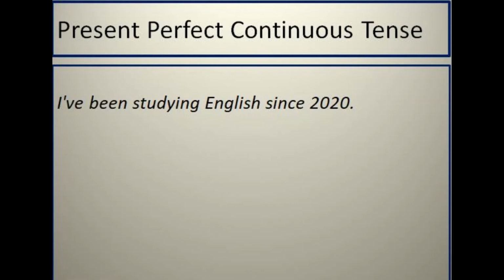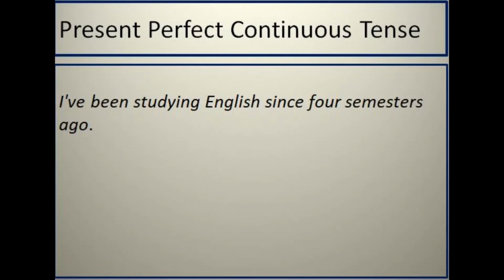Okay, let's move on to the second group for this lesson, which is the past tense. Let's look at the 4 points in the past. First one is the past simple, or just simple past tense. Simple past tense is used for actions that started and finished in the past.